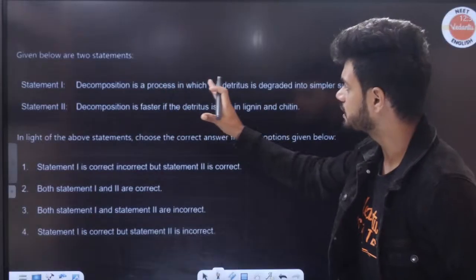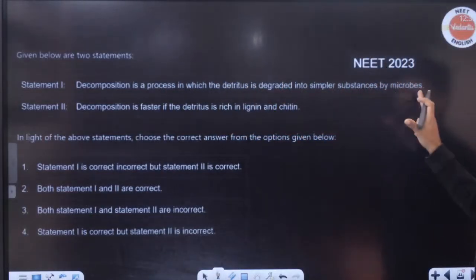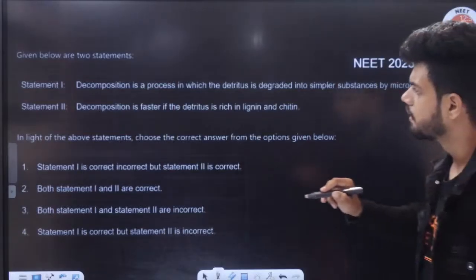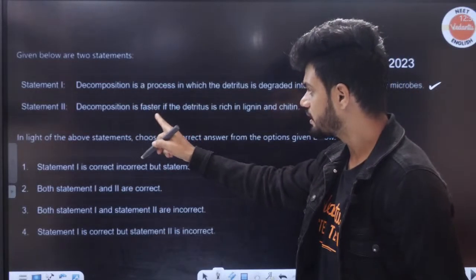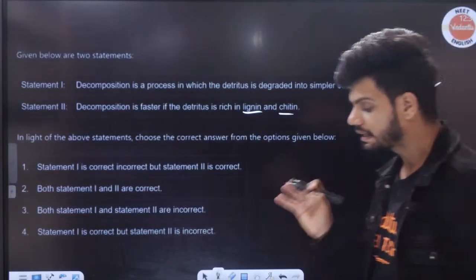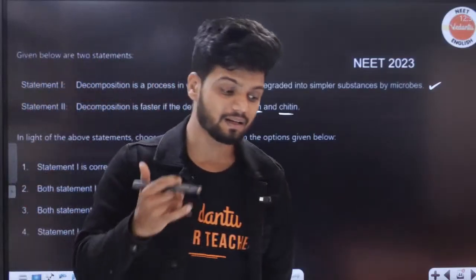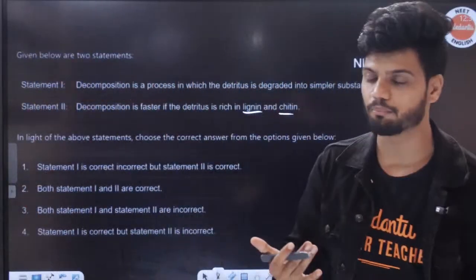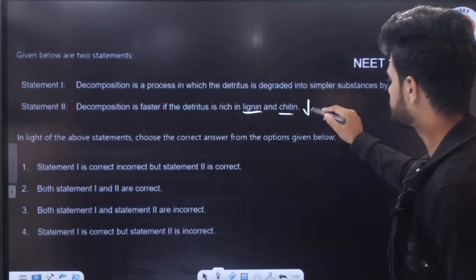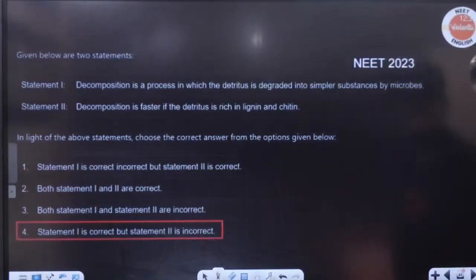Decomposition is a process in which detritus is degraded into simple substances by microbes. Decomposition is faster if detritus is rich in lignin and chitin. Students, tell me, will lignin and chitin increase or decrease it? Lignin and chitin will decrease the rate of decomposition, not increase. So statement 1 is correct, statement 2 is wrong.